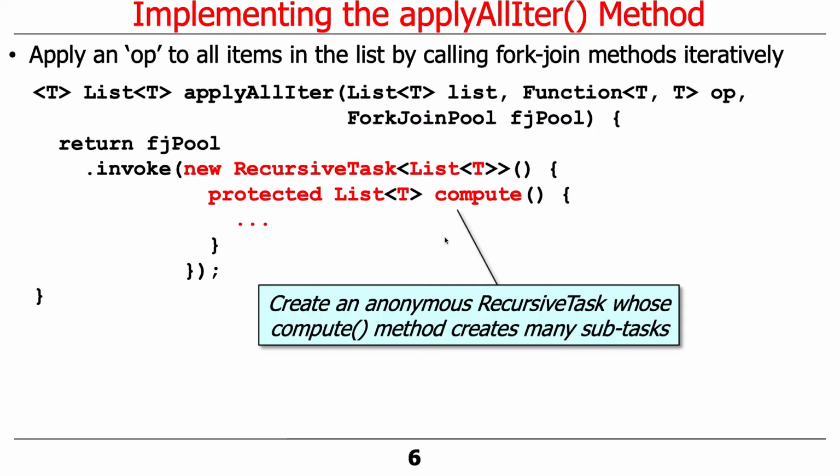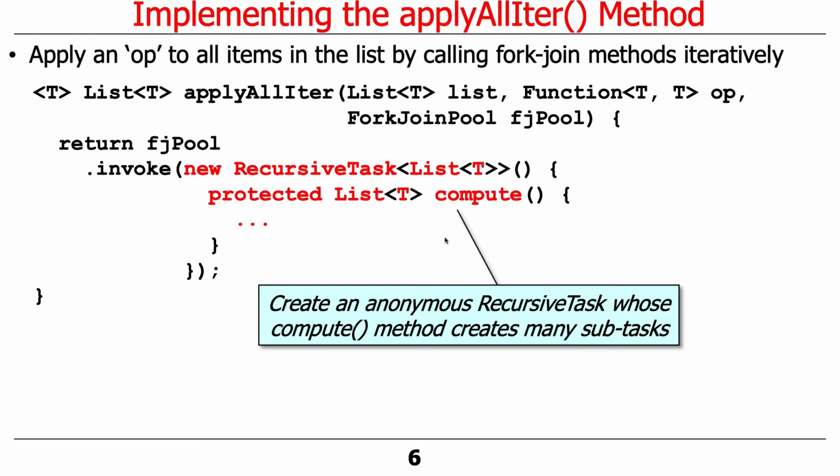Okay, so let's take a look at this code. What this is going to do is create a new recursive task, and the recursive task is going to have a compute method, because that's what you do. And this is defined as an anonymous inner class, right? An anonymous recursive task inner class. And then its compute method is going to do all the work in the function. We'll see what that does in a second.